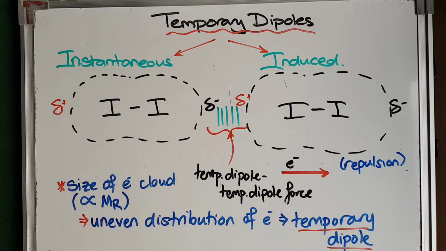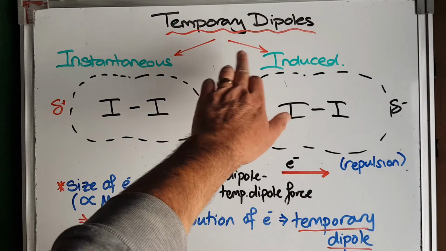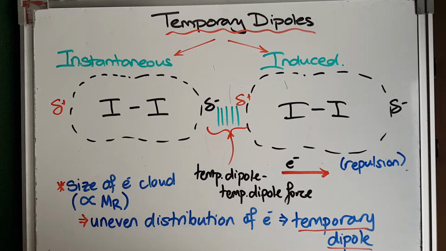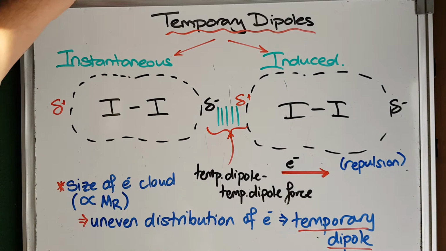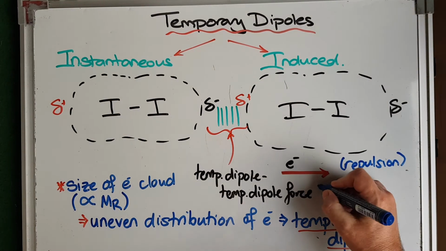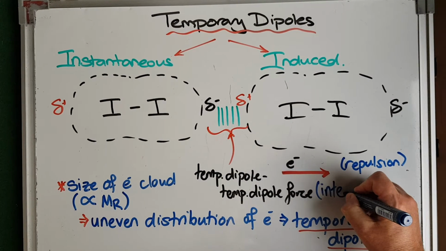An iodine molecule and any other large non-polar molecule is going to have quite a high number of temporary dipoles in the molecules. Those temporary dipoles allow the two molecules to interact and form temporary dipole forces, which we call intermolecular bonds. So these are our intermolecular bonds.